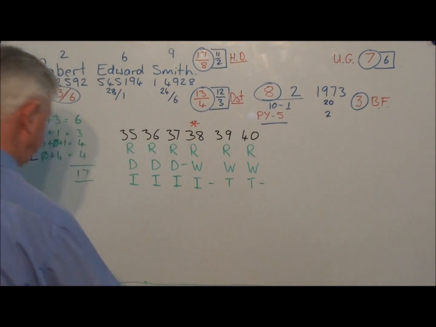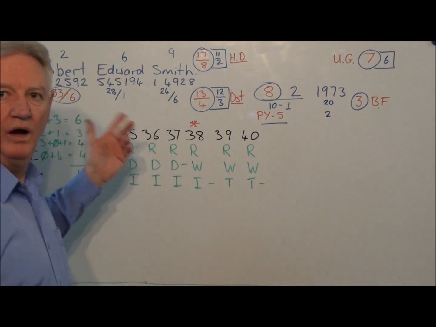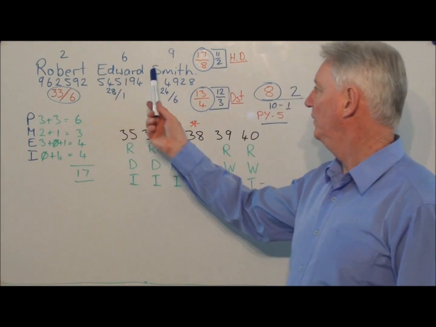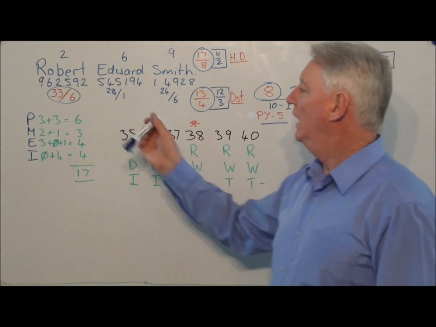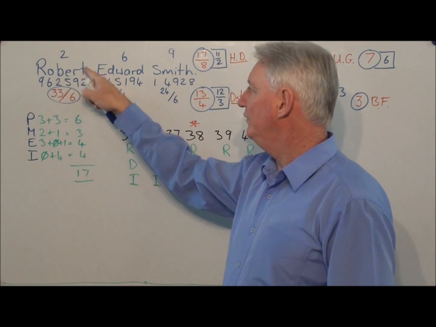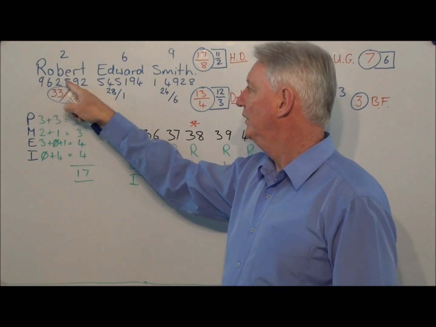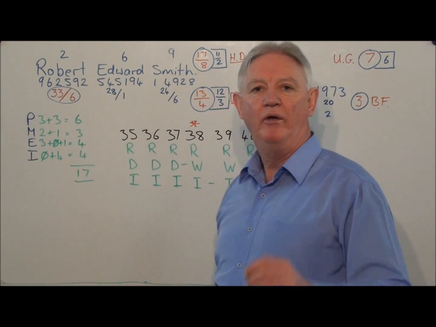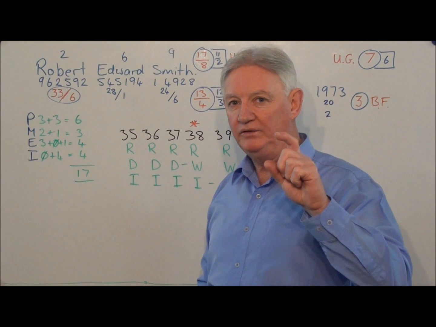Okay, what we have here, I've already loaded up on the board here, Robert Edward Smith. Now, under Robert, as we do, we take down the values of each letter and produce a total of the person's name numerically by adding it up. Now, we're adding up only the base number letters.